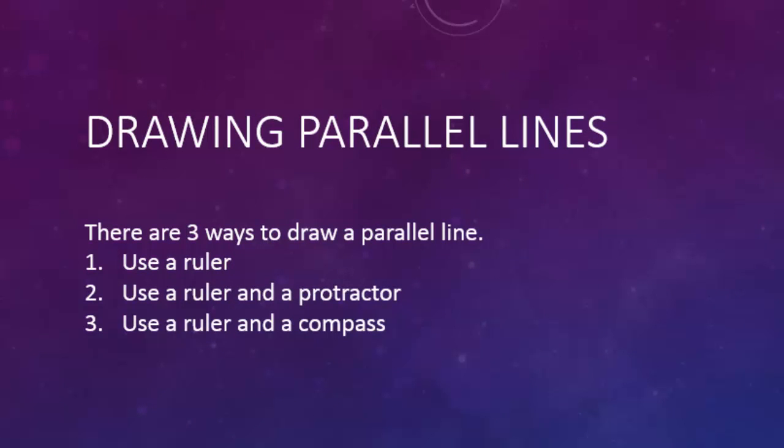There are 3 ways to draw an accurate parallel line. You must be able to demonstrate all 3 ways. I will demonstrate each way for you coming up. Okay, so I'm about to show you the 3 different ways that you can draw a parallel line. The first way is to use a ruler. This is the simplest way, but it limits the distance between the lines to the width of your ruler.